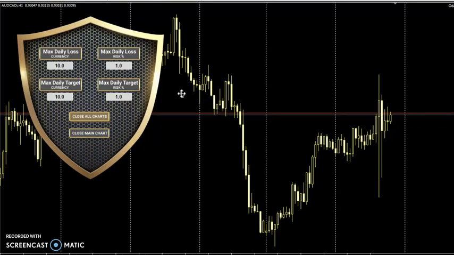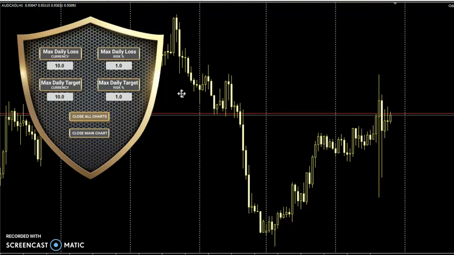So this is actually a Forex robot, and what it does is it monitors your overall floating drawdown and your overall floating profit, if you have any. And you can set limits that you don't want your drawdown to exceed or your profits to exceed, and the robot will close your trades.